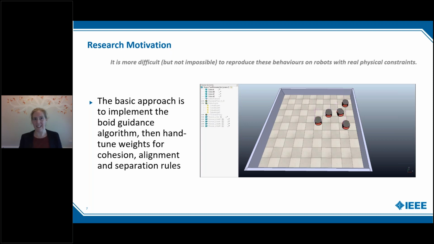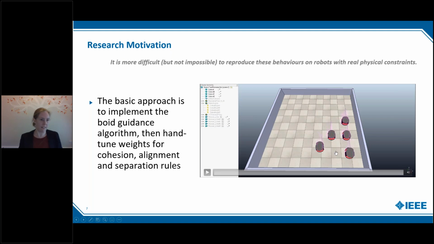And in practice, it is possible to get them to make these nice formations like this, but it's definitely a little bit more fiddly. So you need to really experiment with those weights that I showed on the previous screen to really make sure that they're not going to run into each other, and they're going to avoid the walls, and they're going to stay together. So it's quite fiddly. But it can be done.